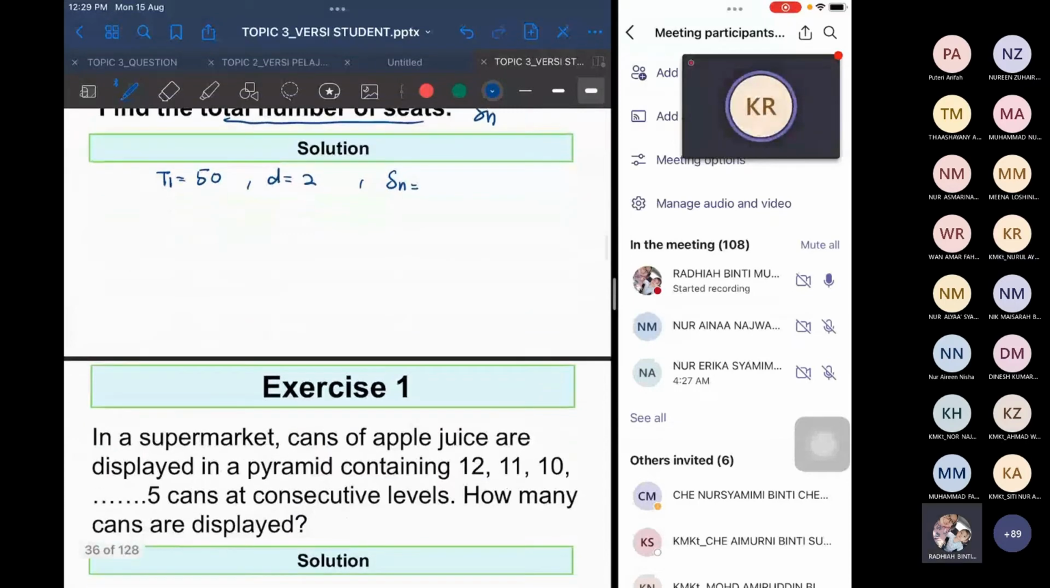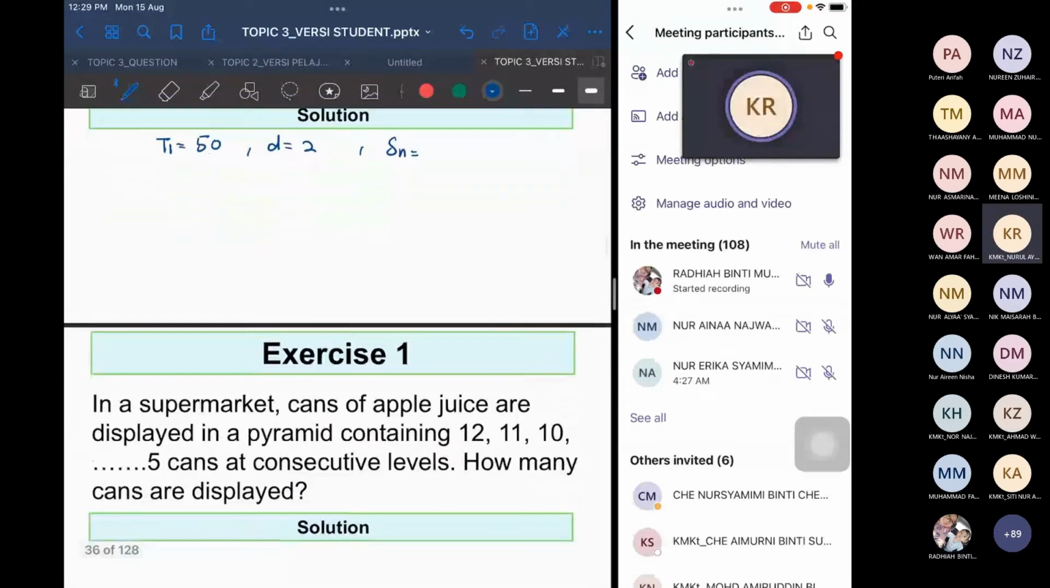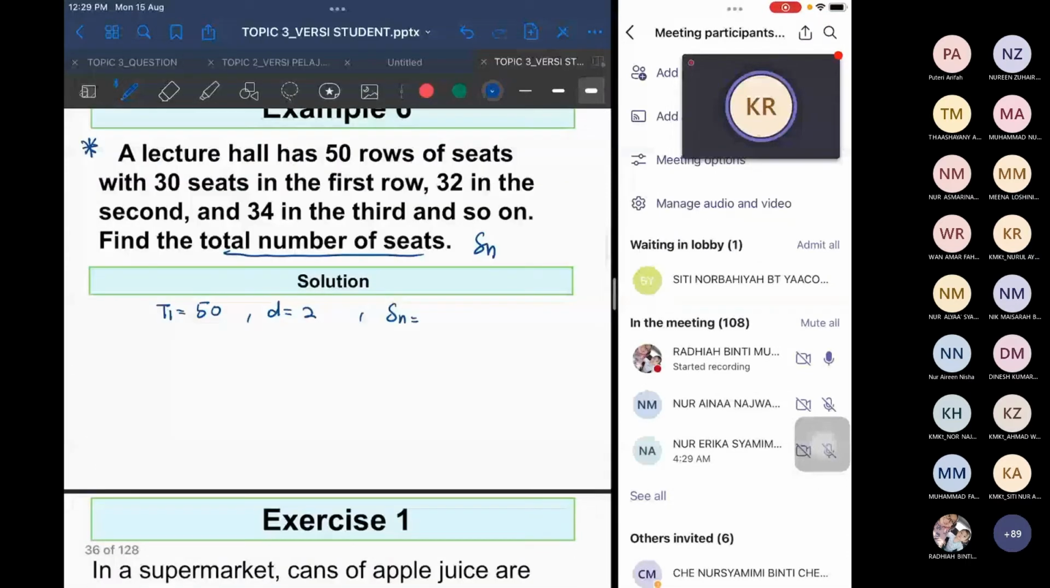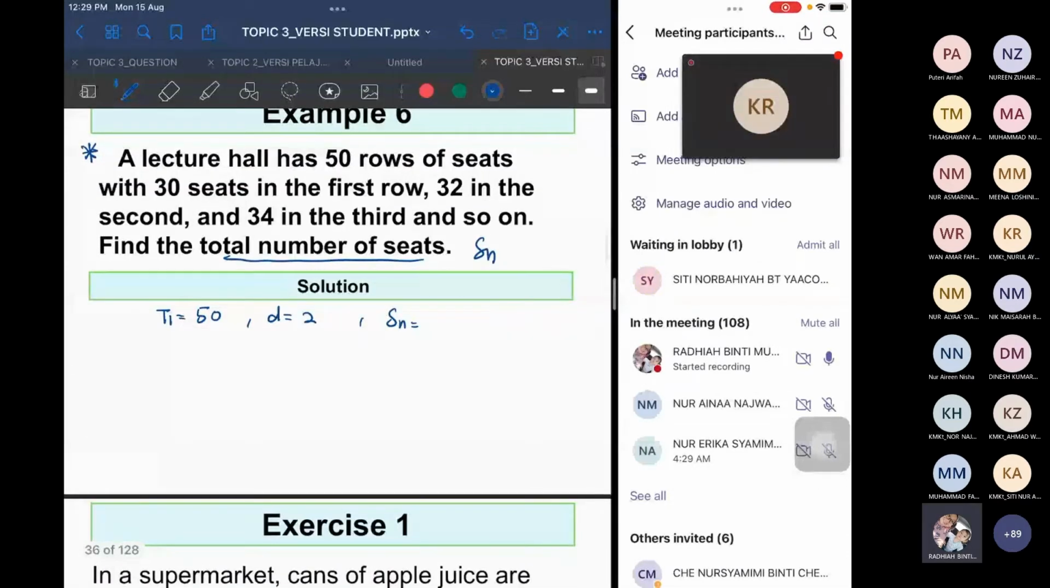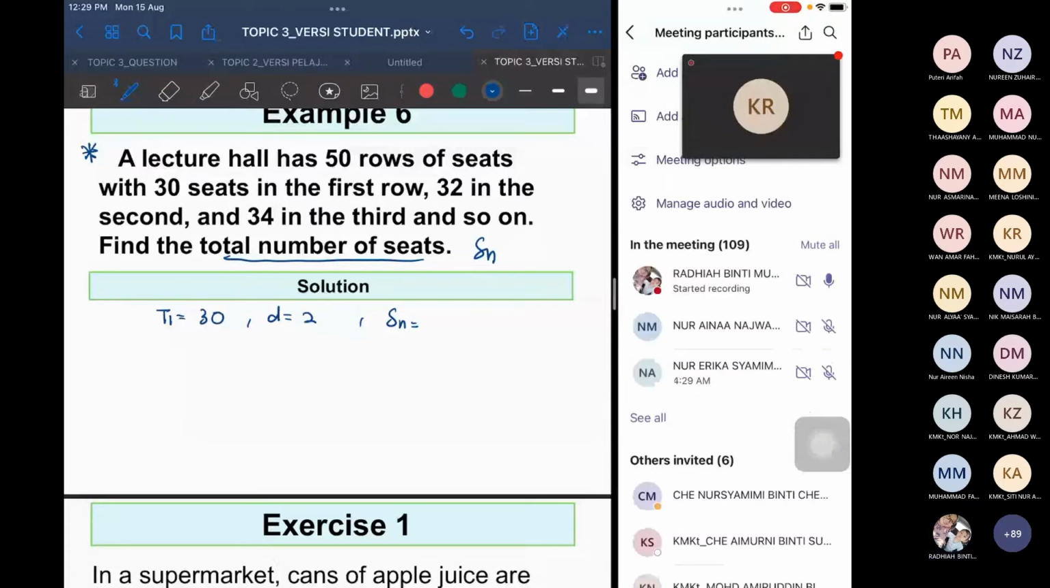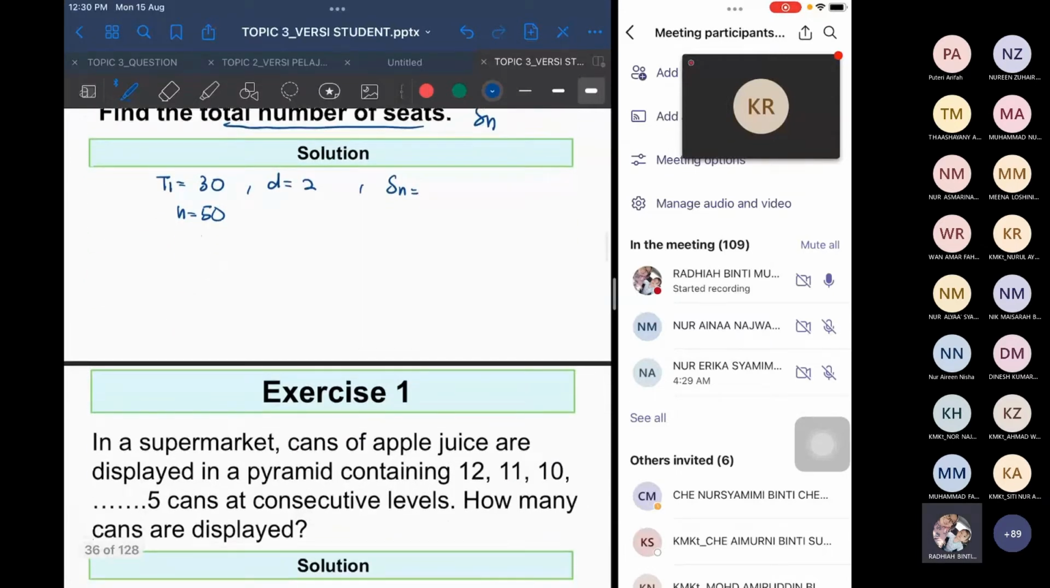Madam, saya nak tanya. Apa first term dia 50 bukan 30? Sorry. Mujur baca. 30 ya. Saya yang terbaca. You punya N tu 50. Mujur kawan awak tu baca betul-betul.